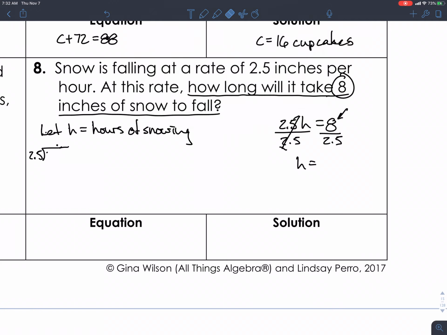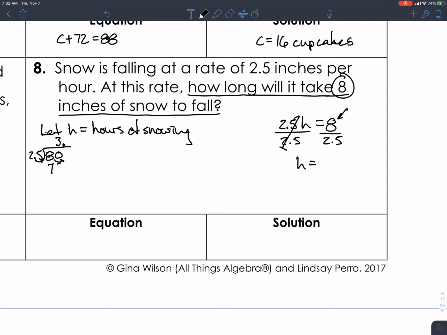I'll fix this, fix that. Okay, so 2.5 to get 8. I need to move the decimal over because I don't want a decimal in there, so I move the decimal over 1, so it puts my decimal there. So now I'm good. So 25 goes into 80 3 times.